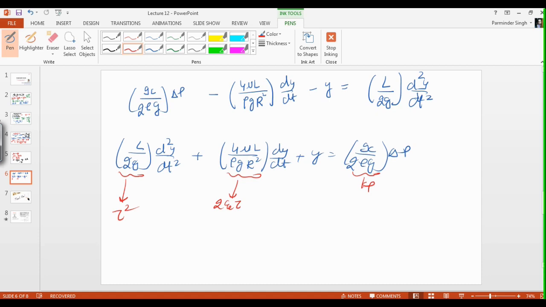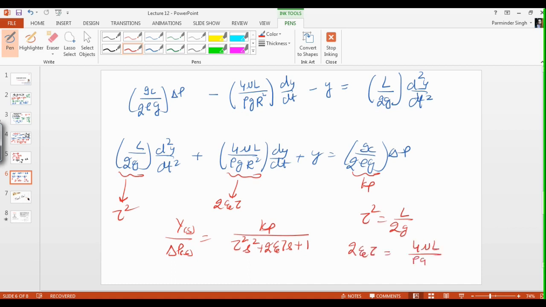Upon taking the Laplace transform, we have Y(s) upon delta P(s), which is Kp over tau square s square plus 2 zeta tau s plus 1, where tau square is L upon 2g, 2 zeta tau is 4 mu L upon rho g r square, and Kp is gc upon 2 rho g. Clear? So you can see your U-tube manometer behaves like a second order system.